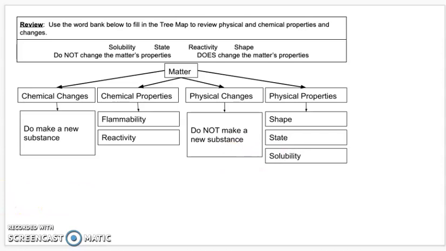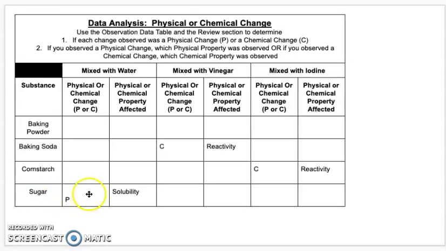So for example, and again, I don't know if these are correct or not, I'm just throwing in random things, but they match. Maybe I know that sugar just dissolves, which is solubility, so it's a physical change. Maybe I know baking soda with vinegar is going to bubble, so that's C, chemical change, yep, reactivity. Maybe I know cornstarch mixed with iodine is going to change colors, so that would be C, reactivity then.